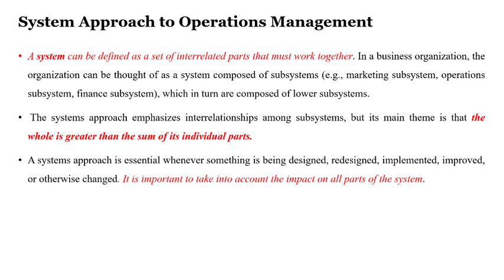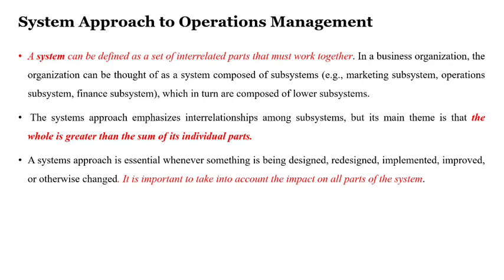Now moving on to systems approach, you can see that a system can be defined as a set of interrelated parts that must work together. In a business organization, the system is composed of various subsystems such as HR, operations, marketing and finance. Right? In an organization there is not just one component. A group of interrelated components must work hand in hand. It must work towards a mutual and achieving the common goal of the organization.